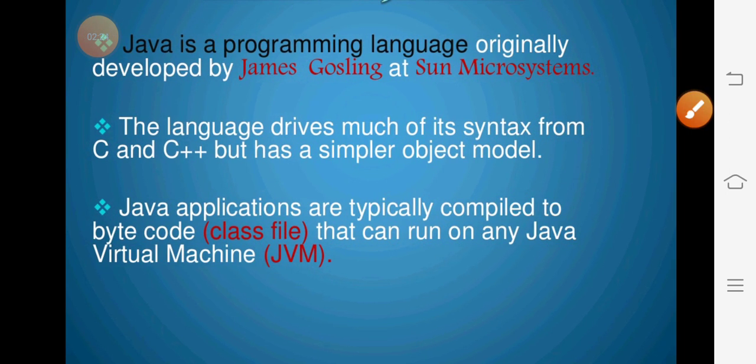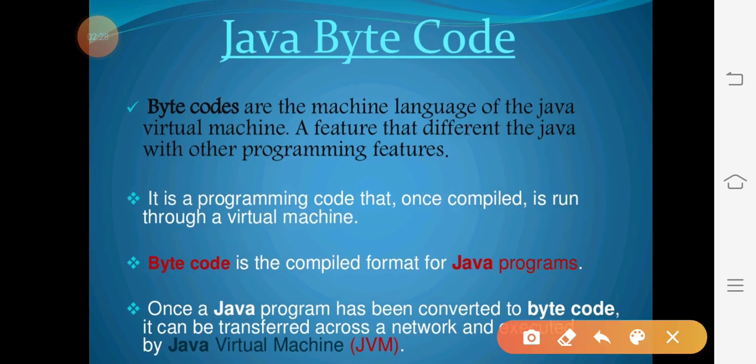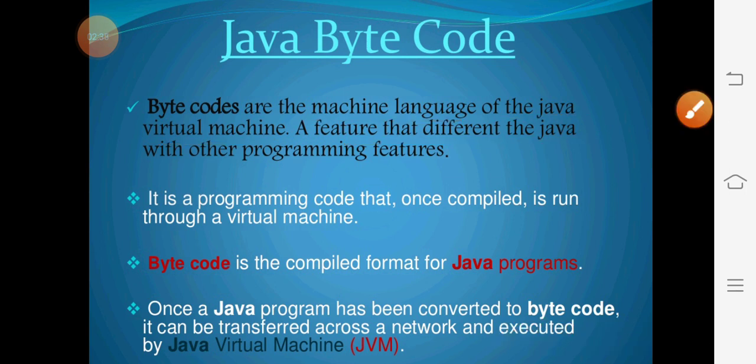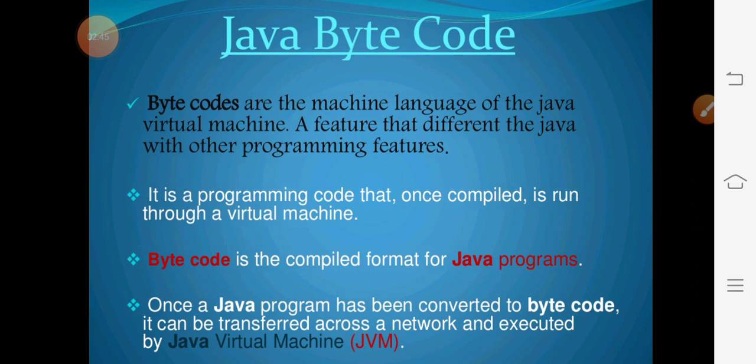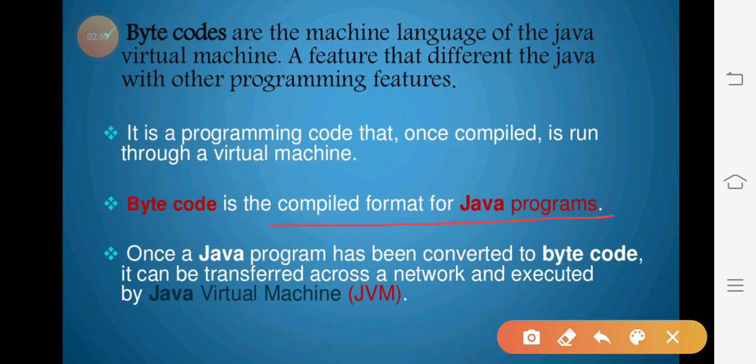Now moving on to the next, Java bytecode. Bytecode is the machine language of the Java virtual machine, a feature that differentiates Java from other programming languages. It is programming code that once compiled is run through a virtual machine. Bytecode is the compiled format for Java programs, and once a Java program has been converted to bytecode, it can be transferred across a network and executed by the JVM.